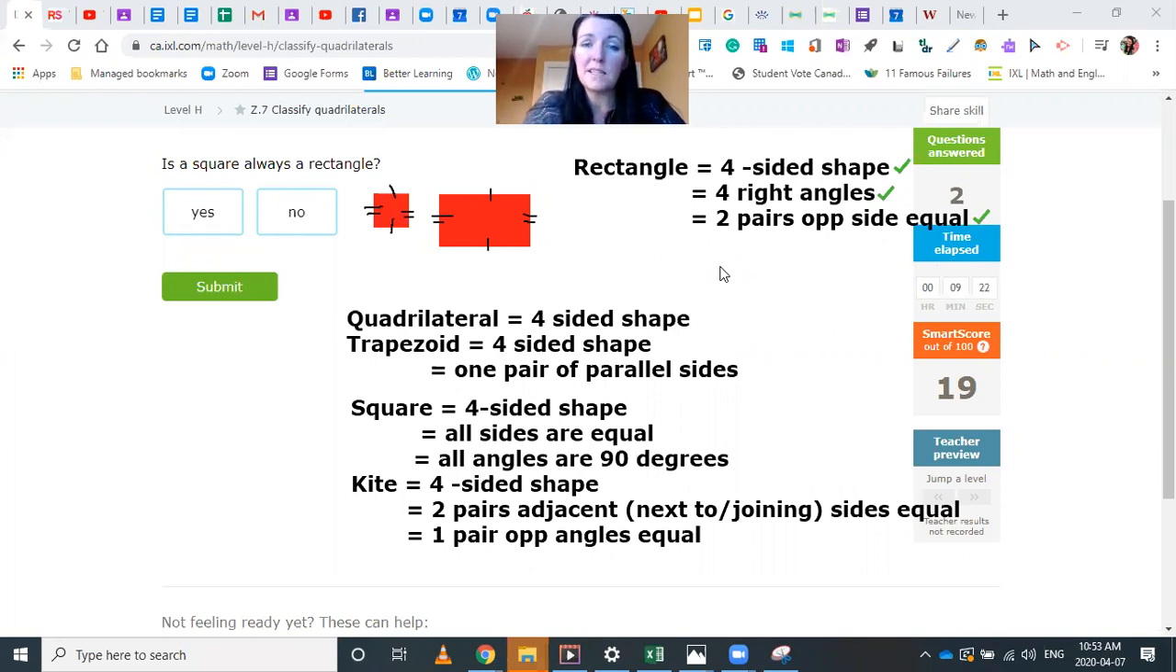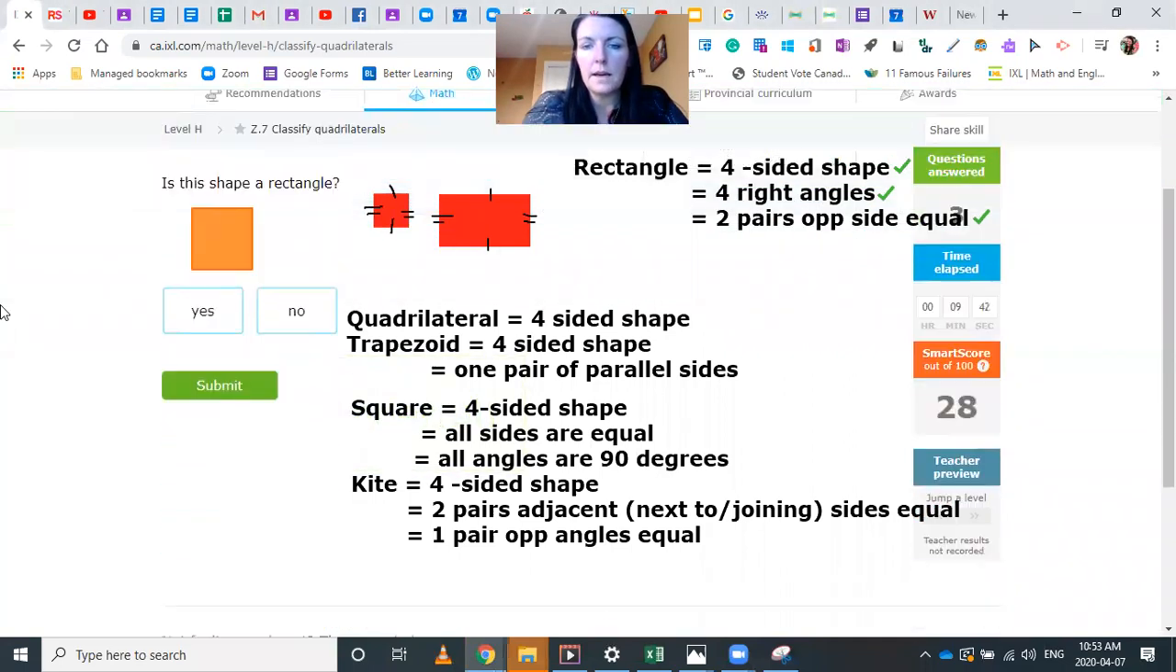The opposite is not true. Is a rectangle always a square? No. Many times it looks like this one, and seldom does it look like an actual square. But yes, a square is a special rectangle. So is a square always a rectangle? Yes. Yes, it is. Okay.